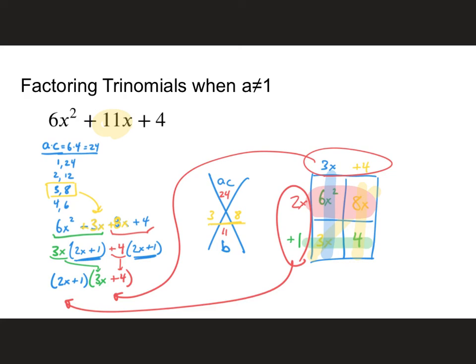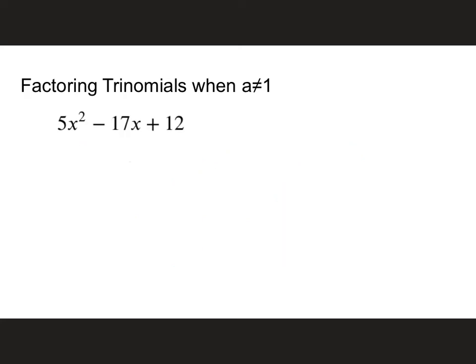Let's take a look at another example. Okay, here we have 5x squared minus 17x plus 12. We're going to repeat that same process that we did the last time, and I'll show you how to do this both ways, using both X-box as well as that kind of uncombining like terms and using that factoring by grouping method. Let's do X-box first this time.